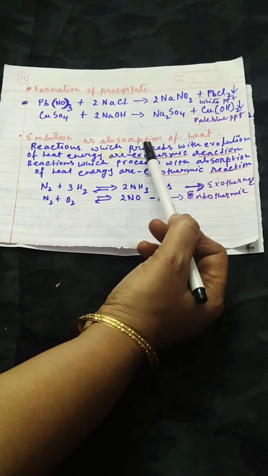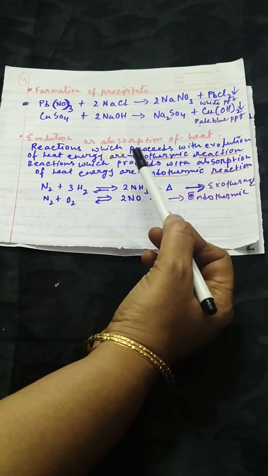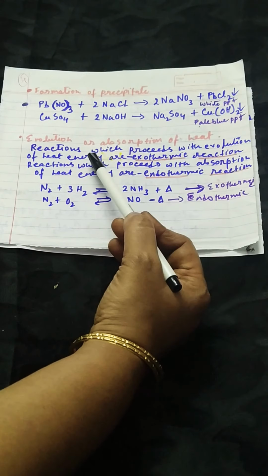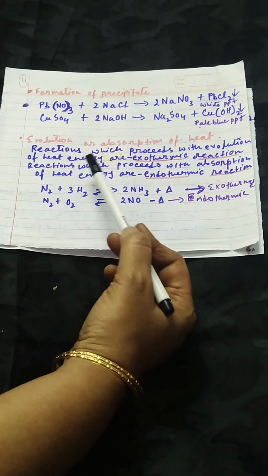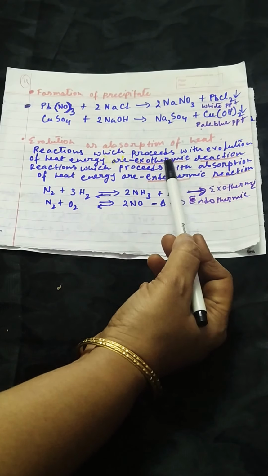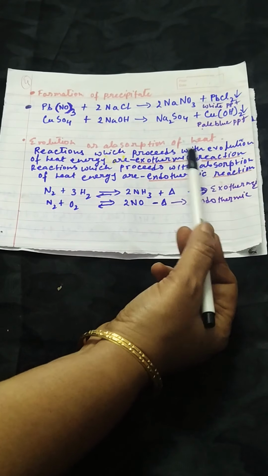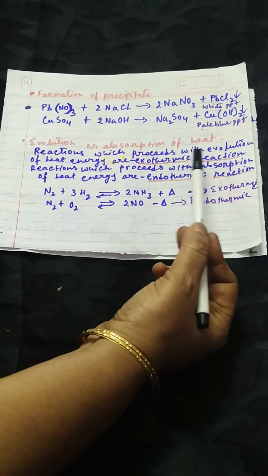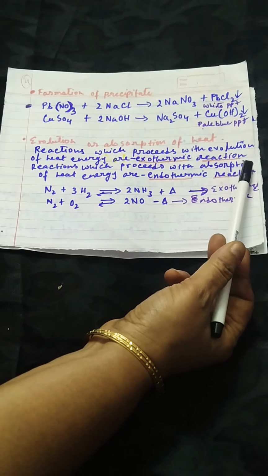Some reactions are associated with the evolution or absorption of heat. Whenever a reaction proceeds with evolution of heat energy, that type of reaction is called an exothermic reaction. Exo comes from exit. That means when the heat is liberated, we will call it an exothermic reaction.